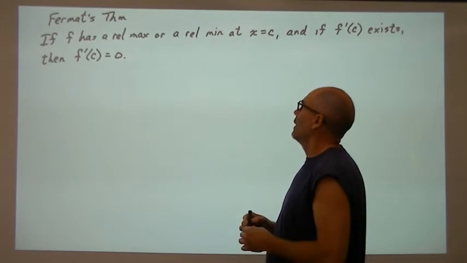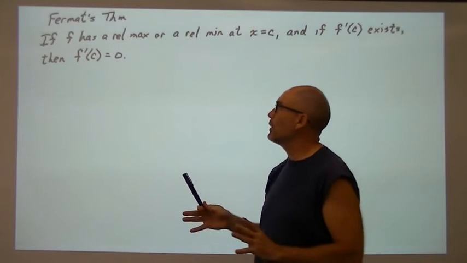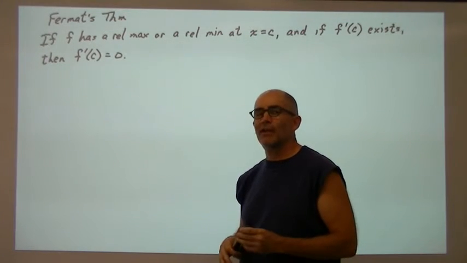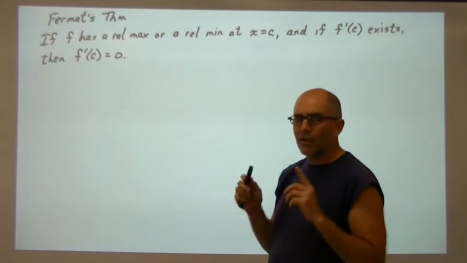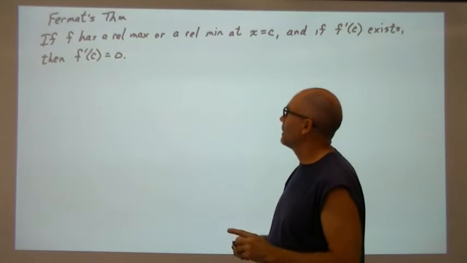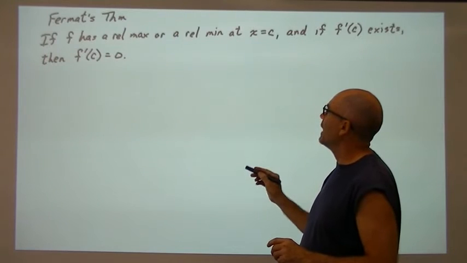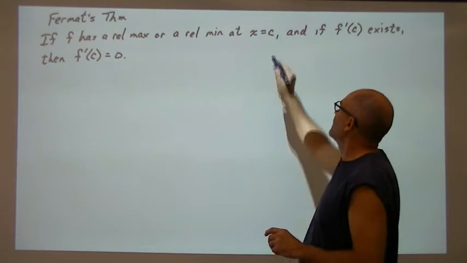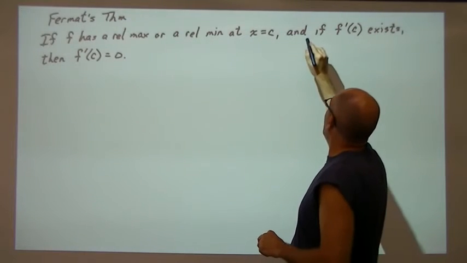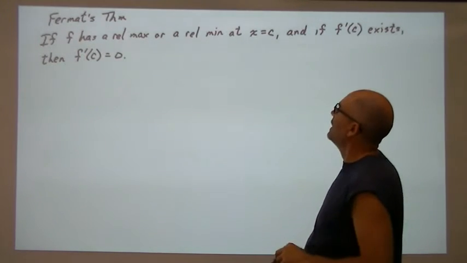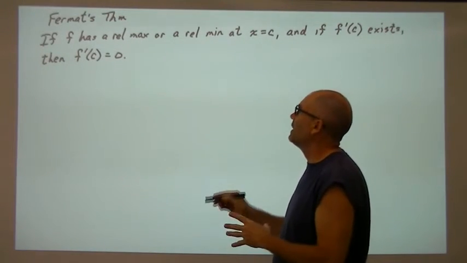Now, this guy's name is Fermat. You don't pronounce it "Fermat", that makes you sound like a complete doofus. So, Fermat's theorem. Now, Fermat says that if f has a relative max or a relative min at some x value, we'll call it c, and if f prime of c exists, then f prime of c must equal 0.